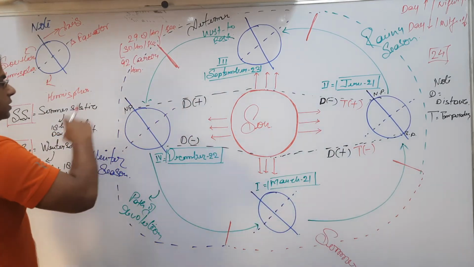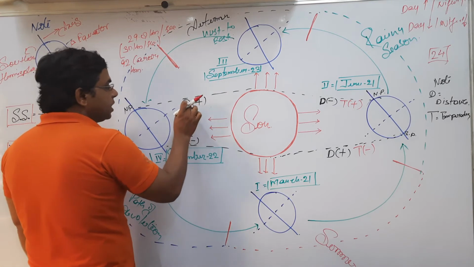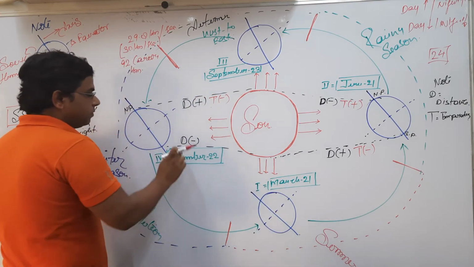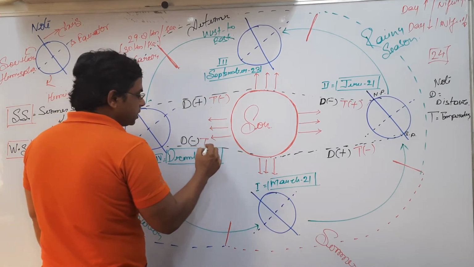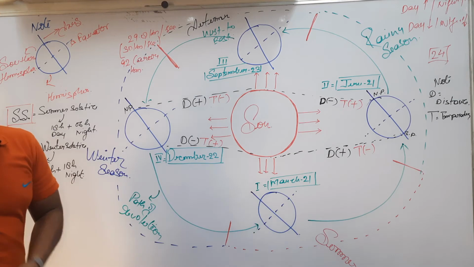And this is the reverse condition here. Here the D minus, here the D plus. If the D plus, then the temperature is minimum. And if the D minus, then the temperature is maximum. Right?